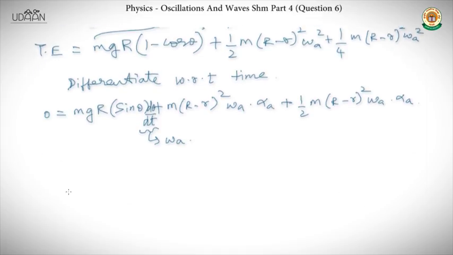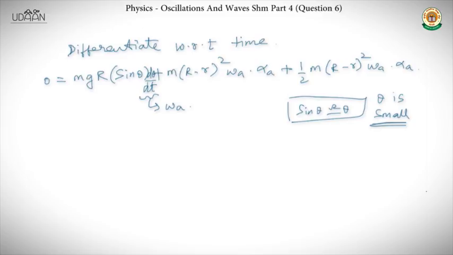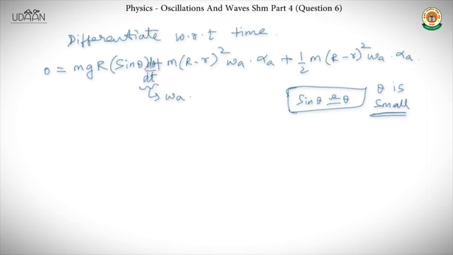Okay. So as I have already said in the first question on the pendulum, sine theta can be approximated to theta if theta is very small. And theta should be in radians. Always remember. So we use that approximation again. In the question, it is generally mentioned that theta is very small. So you have to use this approximation, and there are some more approximations also which I'll discuss after this question. So you get the final equation as 3 by 2 m into (R minus r) into omega a alpha a is equal to minus mg into theta.